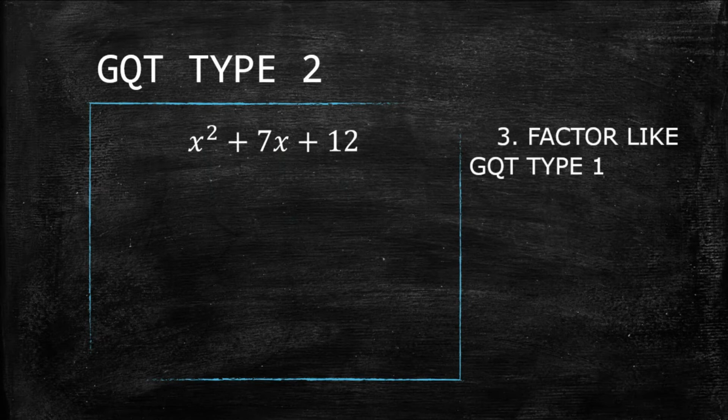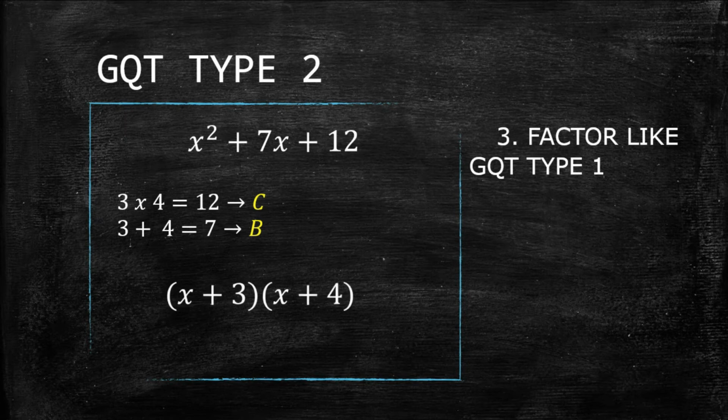So, think of numbers that if you multiply is 12, which is C, and if you add is 7, which is B. And those numbers are 3 and 4 because 3 times 4 is 12, which is C, and 3 plus 4 is 7, which is B. So the factors will be written as x plus 3 and x plus 4.